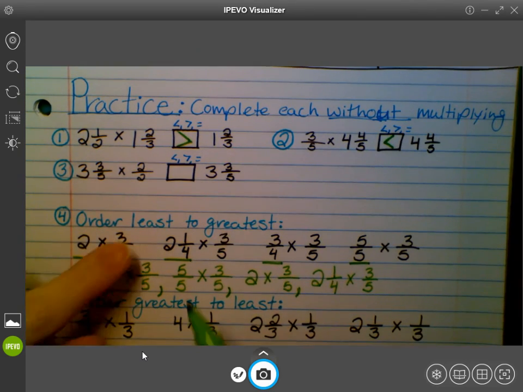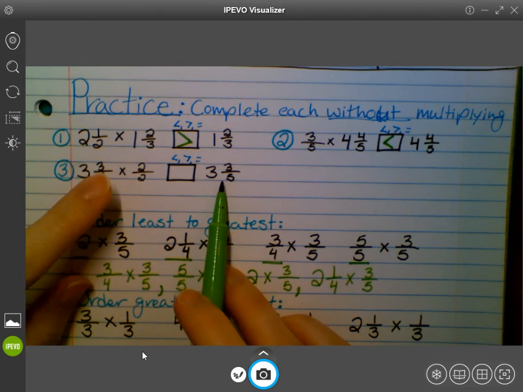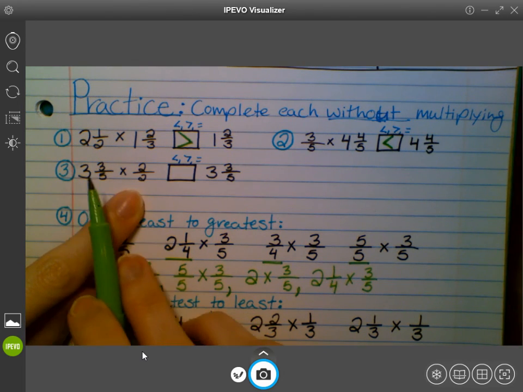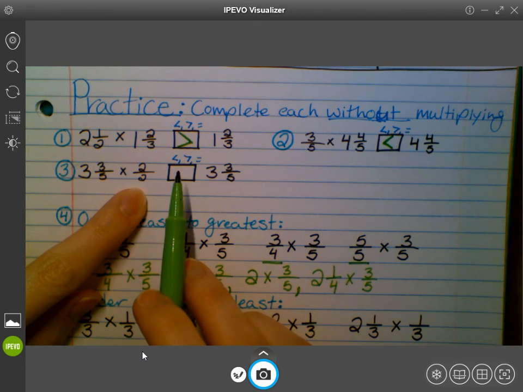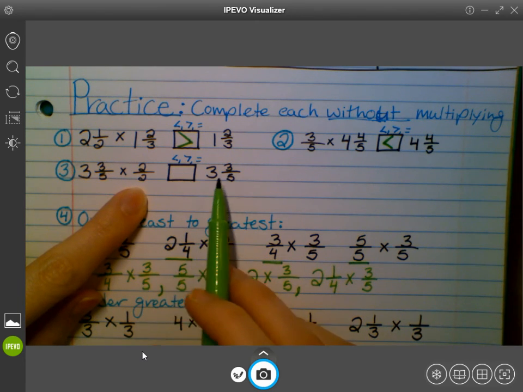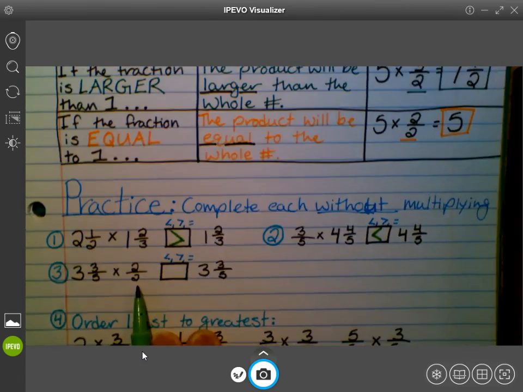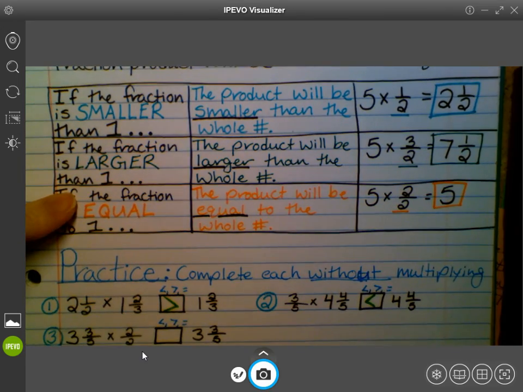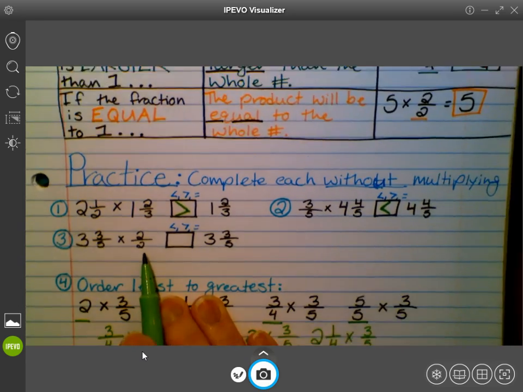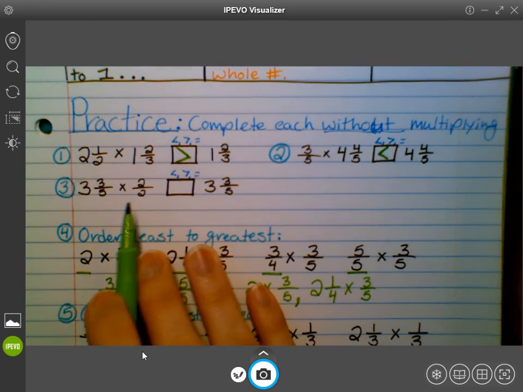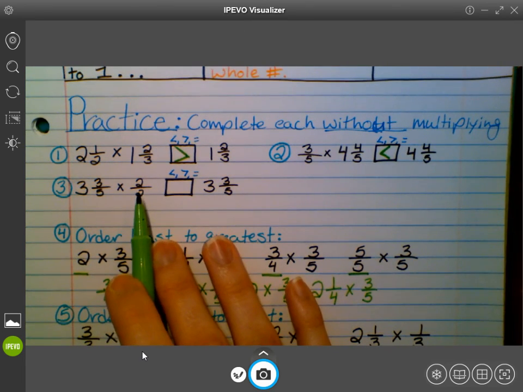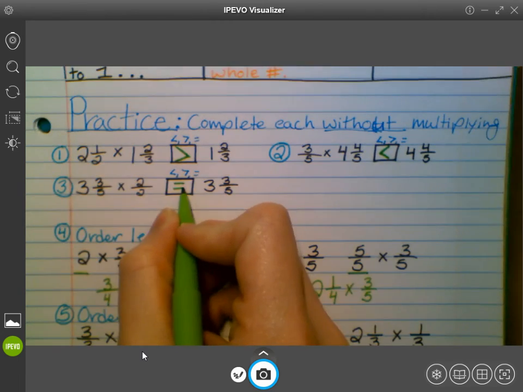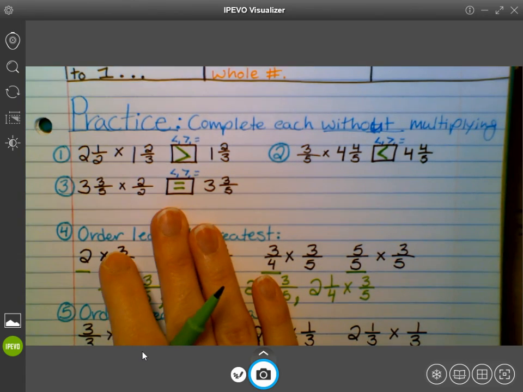So same thing, 3 3/5 is on both sides of our box. So I need to look at 2 over 2. So 3 3/5 times 2 over 2 is either going to be less than, greater than, or equal to just 3 3/5. Well, if I look at 2 over 2, is it smaller than, larger than, or equal to 1? It's equal to 1 because our numerator and our denominator are the same. So 3 3/5 times 2 over 2 is the same as 3 3/5 times 1. So it's just equal to 3 3/5. How many of you got equal to for number 3?